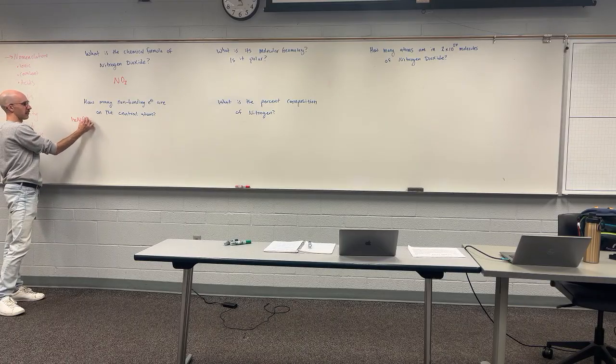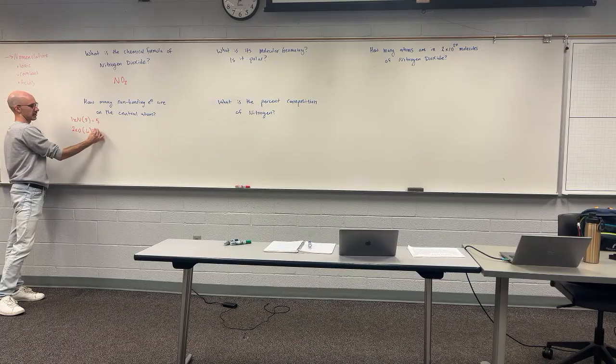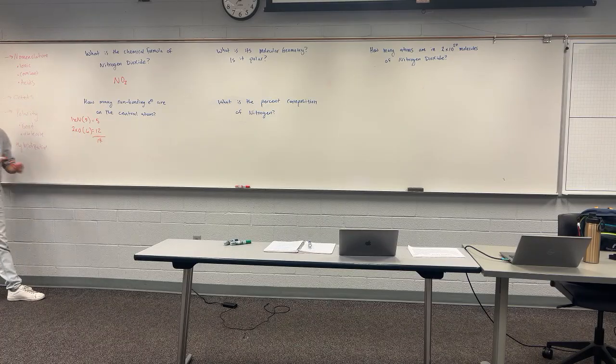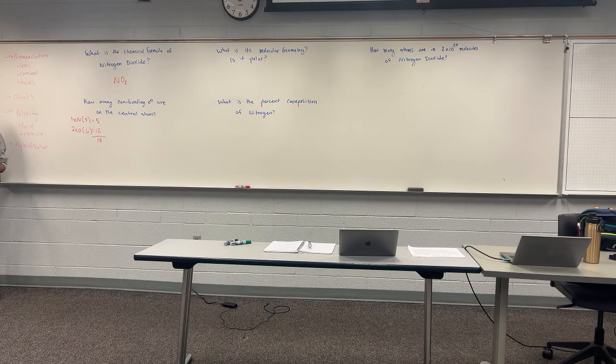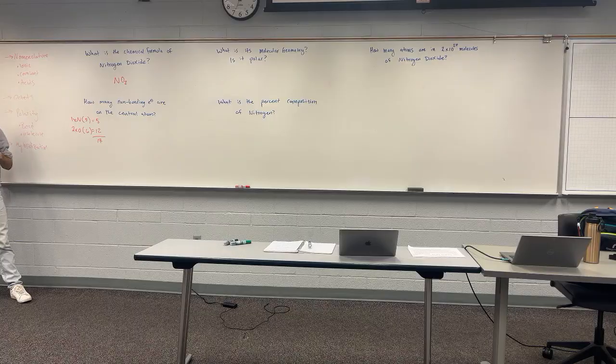One nitrogen brings how many? 5. 2 oxygens bring how many each? 6. 12 total. Ooh, look at that number. Nice. When you see an odd number of electrons, can you have electron pairs completely? No. And that happens with nitrogen more often than not because nitrogen brings an odd number of electrons with it. So unless it's paired with something that also brings an odd number, it can be really challenging.